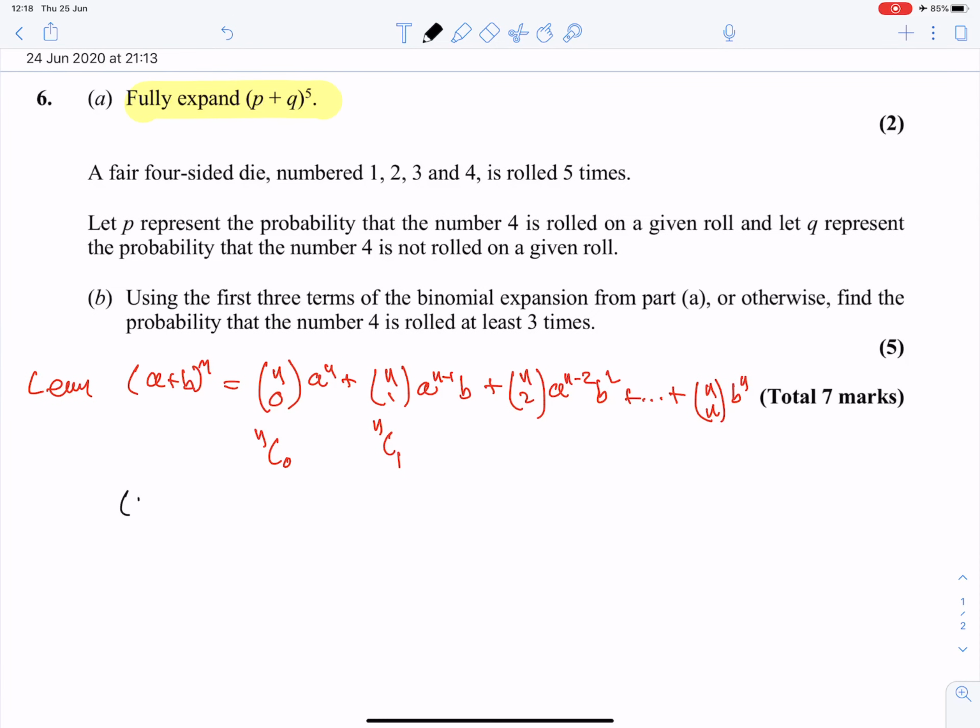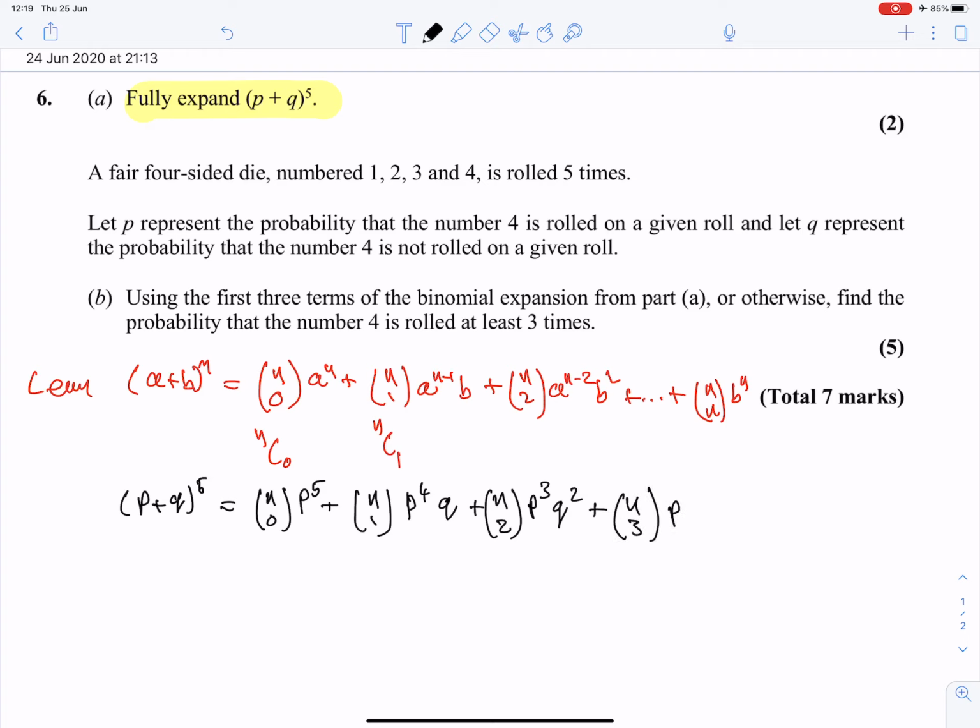So we've got p plus q to the power 5. So we get 5C0 p to the 5 plus 5C1 p to the 4 q plus 5C2 p cubed q squared plus 5C3 p squared q cubed plus 5C4 p q to the 4 plus... why am I writing n in all of those? That should have been 5C5, q to the 5.